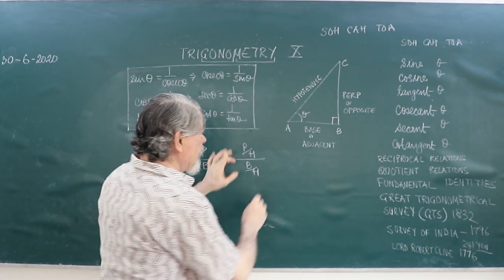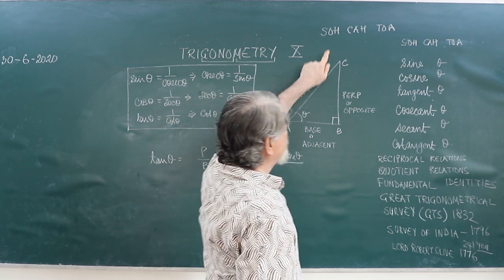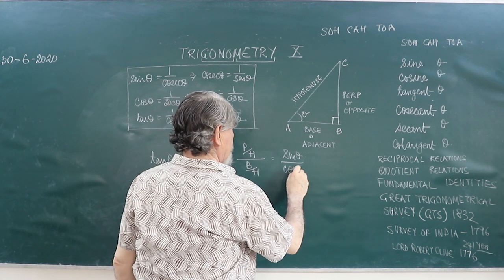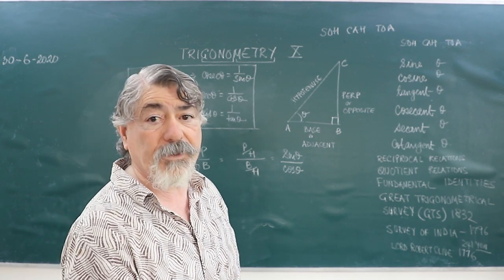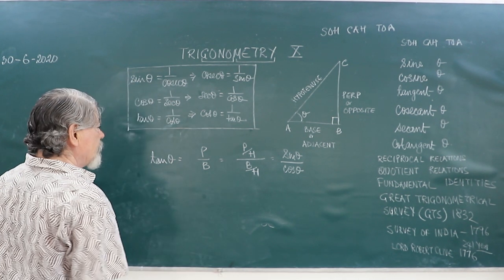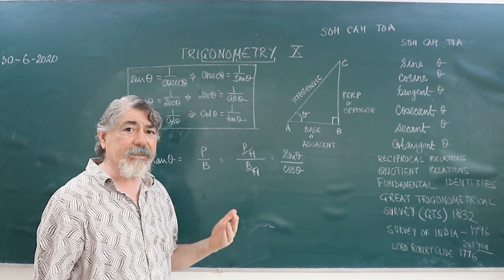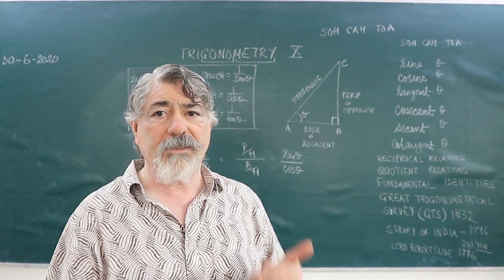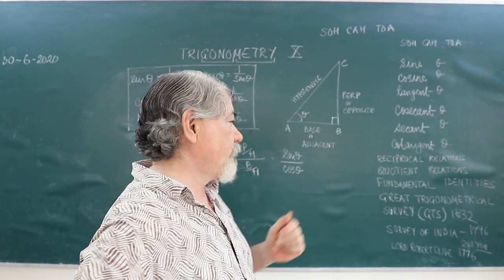Now, perpendicular upon hypotenuse is sine theta. You know, sine theta is opposite upon hypotenuse, and base upon hypotenuse is cos theta. So tan theta is always written as sine theta upon cos theta. Tan theta can always be expressed in terms of sine theta and cos theta. If you divide the value of sine theta by cos theta, you will get the value of tan theta.